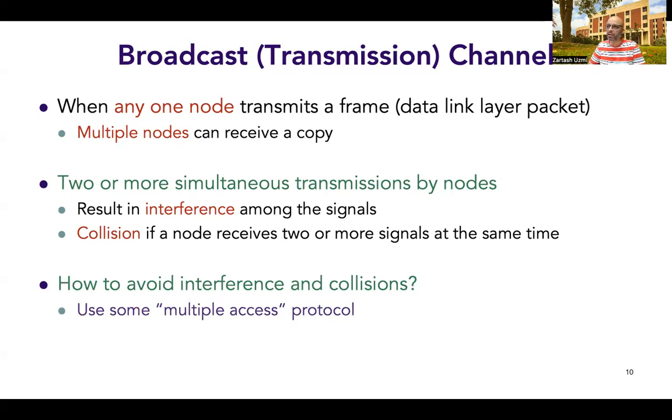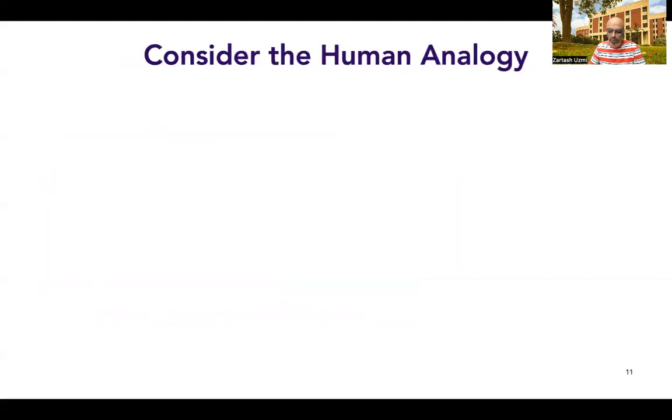This is like the same thing that, with multiple people in the room, if they simultaneously try to talk, multiple conversations, nobody will be able to discern what is happening. But if people take turns, I talk first and you talk next, or you talk first and I talk next, then taking turns, this is an example of a multiple access protocol. You can avoid interference and collisions that way.